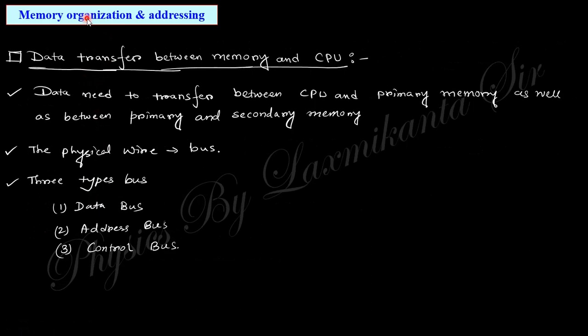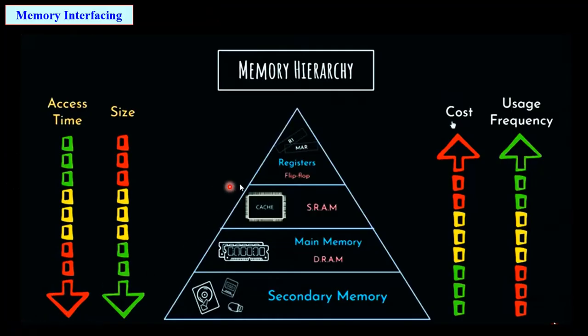And the memory is organized like this. The register and flip flop have very high speed, but the cost is high and the memory is low. If you go down the hierarchy, at the bottom the memory capacity is high, the size is larger, the access time is large, but the cost is low and the speed is low.